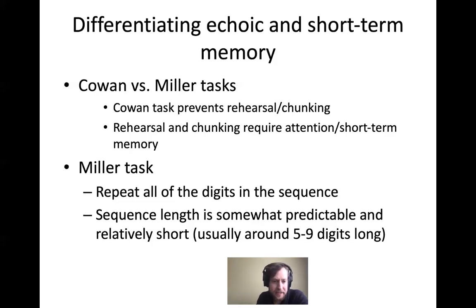The way the Miller task works is that you're given a short sequence of numbers, like 5 to 9, and your job is to remember basically the entire sequence. In the Cowan task, you're asked to remember as many numbers at the end as you possibly can. In the Miller task, you're asked to remember the entire sequence. But the length of a given sequence is somewhat predictable, usually somewhere between 5 and 9 digits. It's not going to be a 40-digit sequence like in the Cowan task. The Miller task is much more manageable, and your ability to remember the whole thing is better.